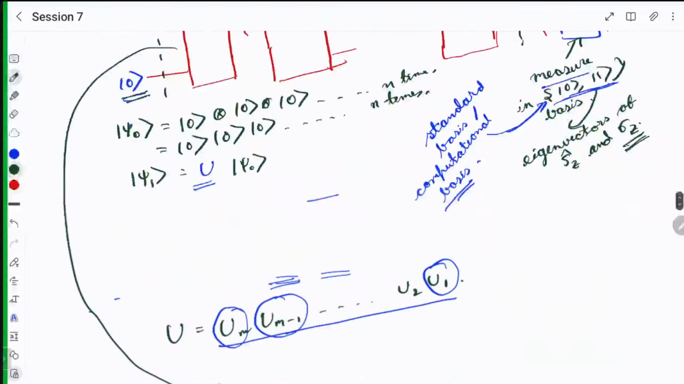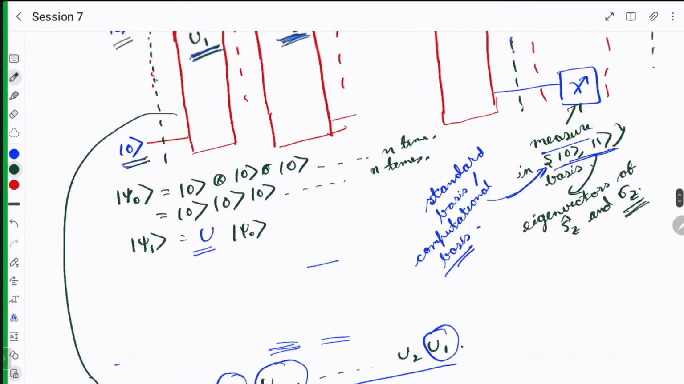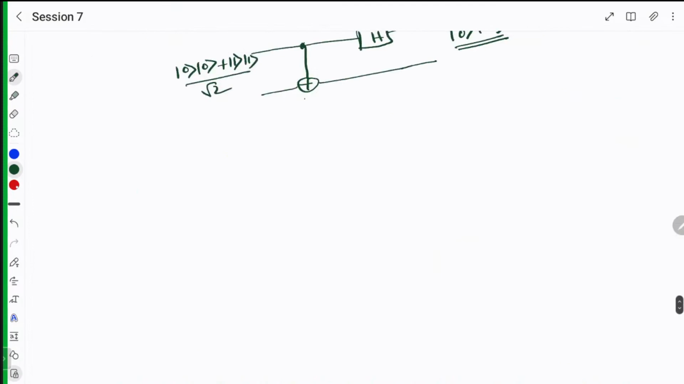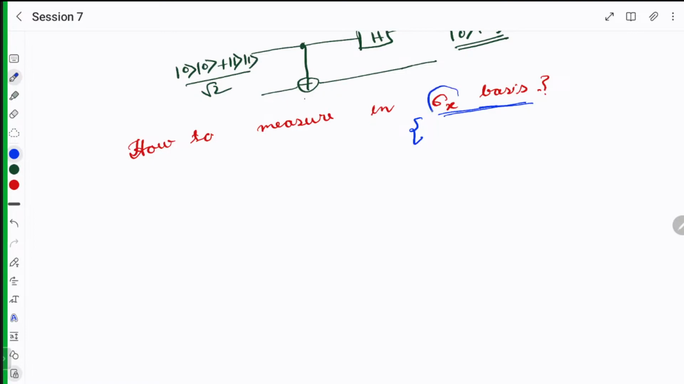Now we are always measuring in the 0, 1 basis. But what if we want to measure in some other basis, like how to measure in, say, the sigma x basis? Can anybody tell me what the sigma x basis is? It is basically the basis made up of the eigenvectors of sigma x. So can anybody tell me what the eigenvectors of sigma x are?